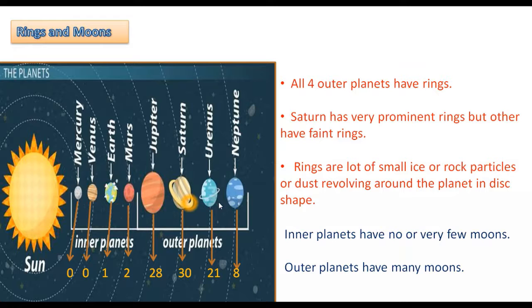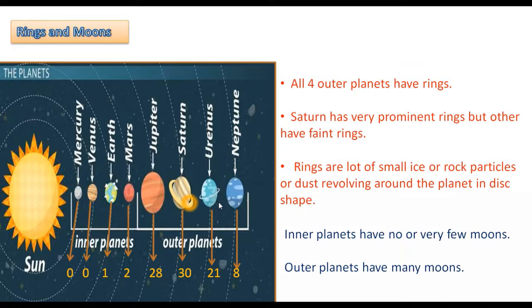And one more important thing is that the outer planets have ring systems around them. All of the four planets have rings, and Saturn has a very prominent ring, but the others have faint rings. Okay, rings are like small ice or rock particles revolving around the planet in a disk shape.